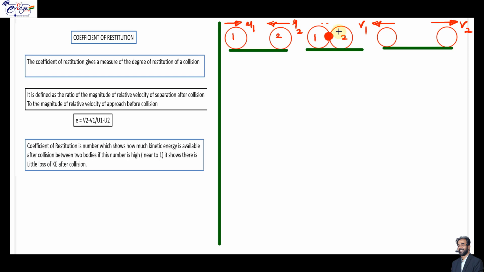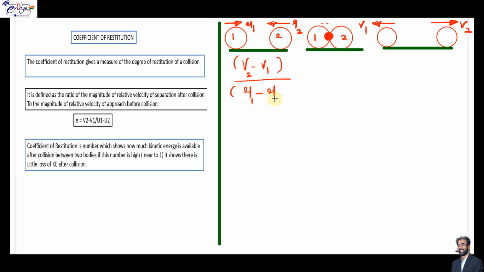This sounds not very clear. But remember, it is a ratio of the magnitude of relative velocity of separation. Relative velocity of separation means v2 minus v1. That is called the relative velocity of separation.